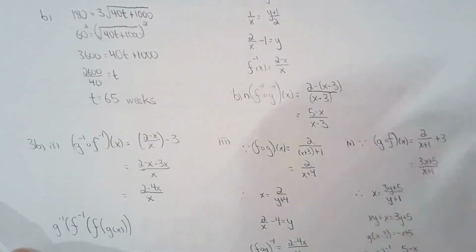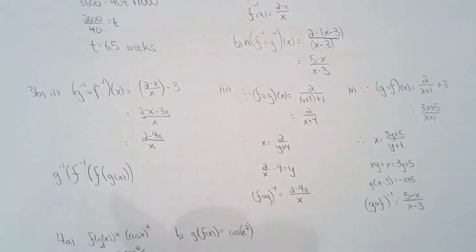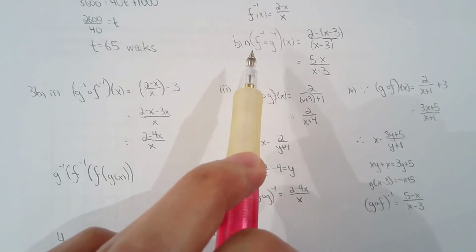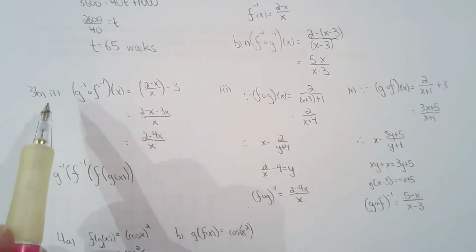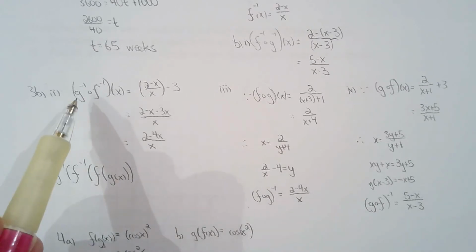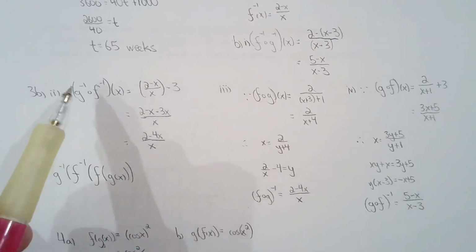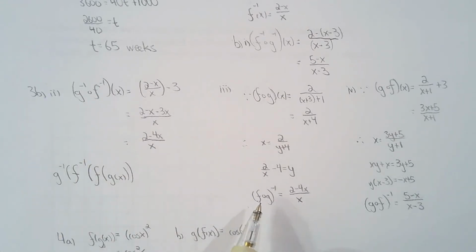So for 3b, there were 4 parts, and there really wasn't much to say about the 4 parts in terms of the algebraic work, but there is a very interesting relationship because for part 1, the answer is the same as part 4, and part 2 and part 3 are also the same. So I'm going to try to explain to you why part 2 and part 3, the answers are the same. So why is it that the inverse of g circle inverse of f of x is the same as f circle g and the inverse of that?